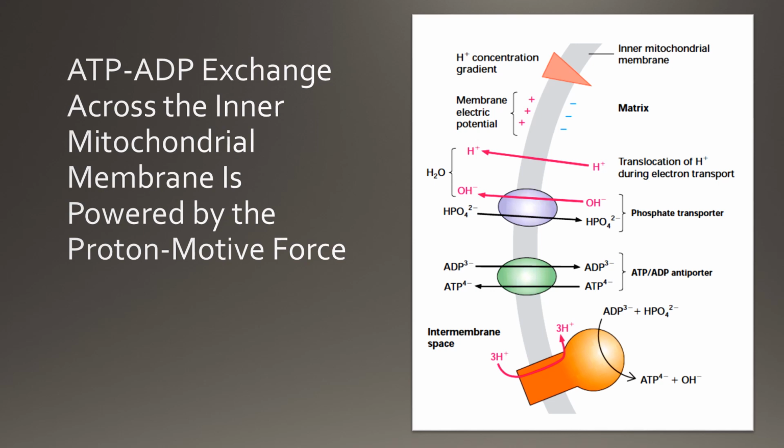So in addition to powering ATP synthesis, the proton motive force across the inner mitochondrial membrane also powers the exchange of ATP formed by oxidative phosphorylation inside the mitochondria for ADP and Pi in the cytosol. This exchange, which is required for oxidative phosphorylation to continue, is mediated by two proteins in the inner membrane, a phosphate transporter and ATP-ADP antiporter. As shown here is the ATP-ADP antiporter and the phosphate transporter.